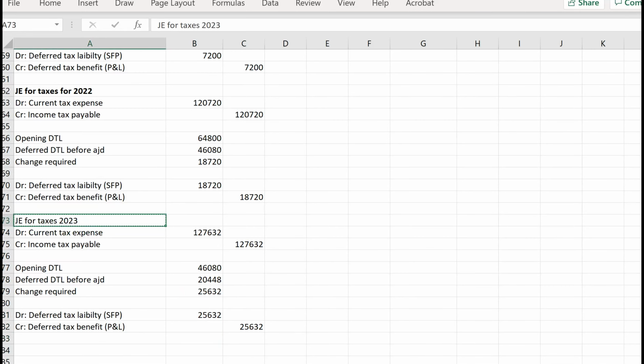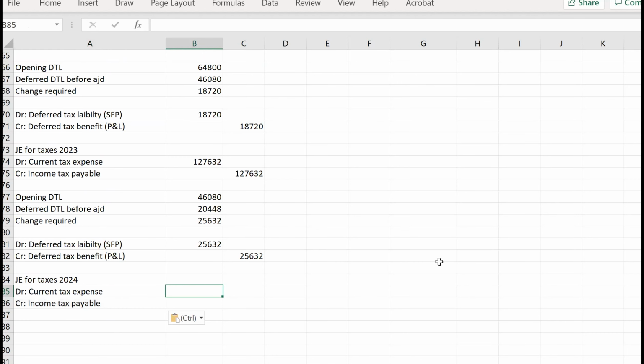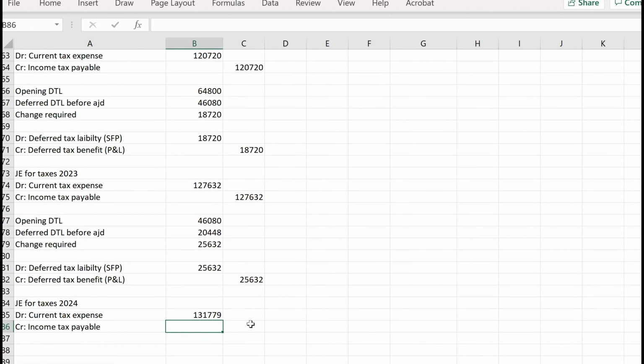And let's finish this off with 2024. So our last year. So of course we've got this same entry here. Now we're going to pick up our 2024 numbers. Okay. And then our deferred taxes. What's going to happen here? Well, the interesting thing is now we have a deferred tax asset that we need to recognize. So what is that going to look like?